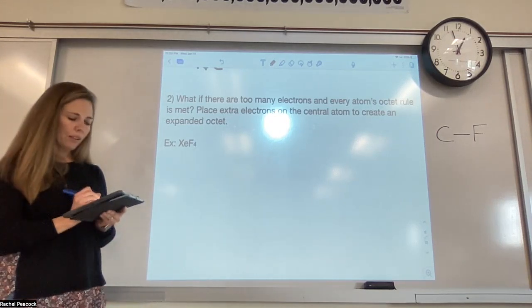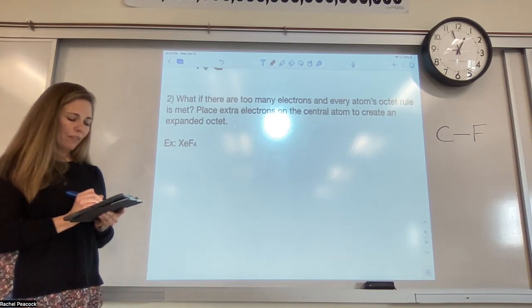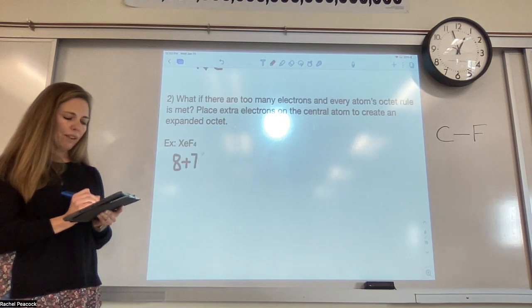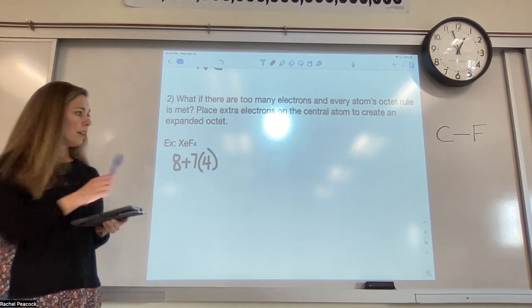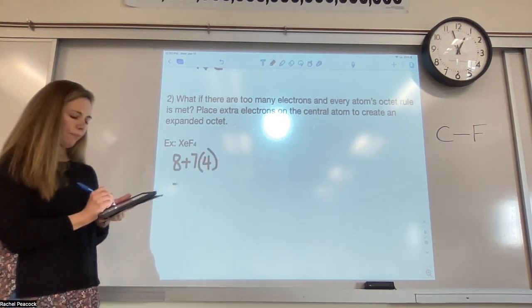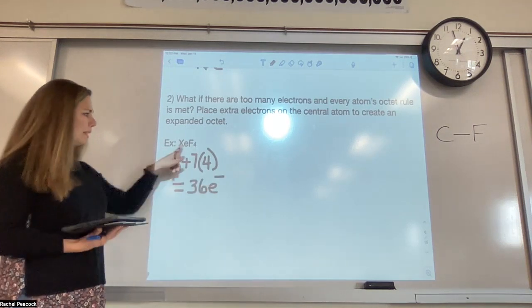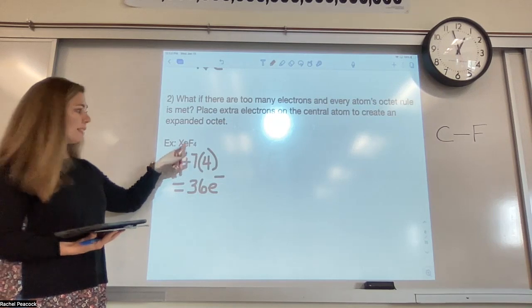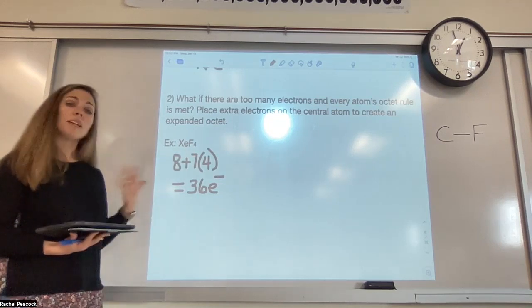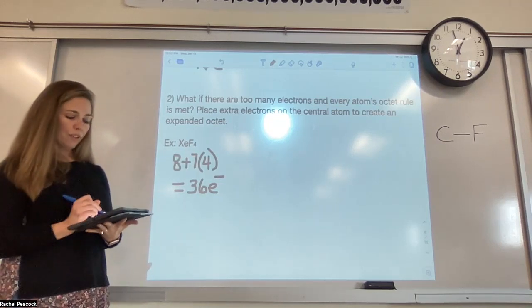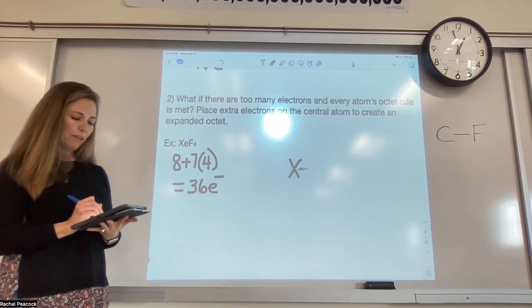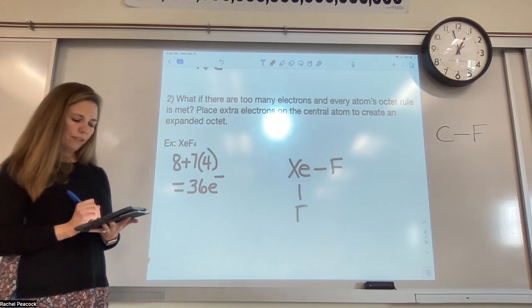Same set of rules, okay? Count your valence electrons. Xenon has 8, fluorine has 7, there are 4 fluorines, so that's 28 plus 8, 36. Xenon's going to go in the middle because it's less electronegative than fluorine. It does not need extra electrons. So it goes in the middle. Okay. Then attach your fluorines.